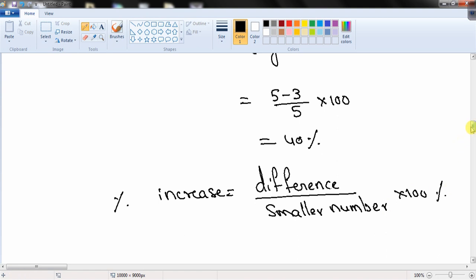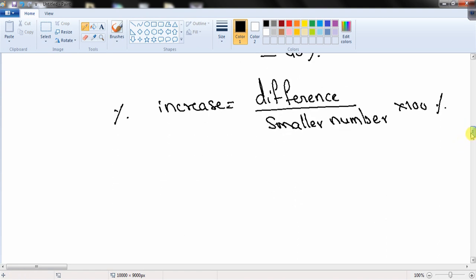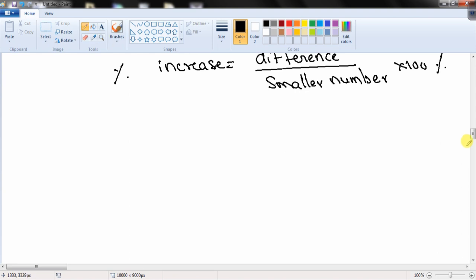This is the percentage increase formula. According to me, these formulas are more than sufficient in percentages. You can solve any question by using your brain, but if you want more formulas I can teach you, but these are more than sufficient.